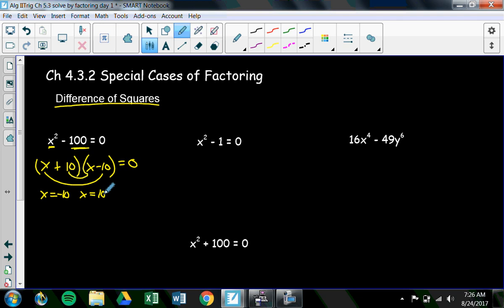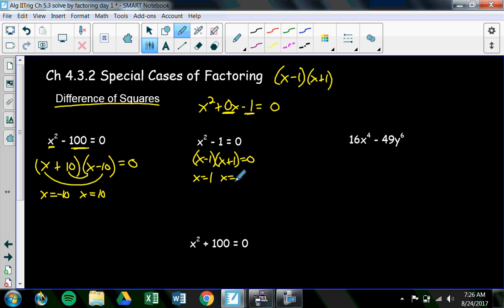And as I'm going through these shortcuts, don't forget that you can always just factor by your old methods. Like if you forget how to do this, you can take x squared minus 1 equals 0 and think about it like x squared plus 0x minus 1 equals 0 and just make it a trinomial. Now you want two numbers that multiply to negative 1 and add to 0, and those numbers are negative 1 and positive 1. And that's why this factors the way that it does. 1 is a perfect square, 1 times 1 is 1. So our solution is going to be positive and negative 1.